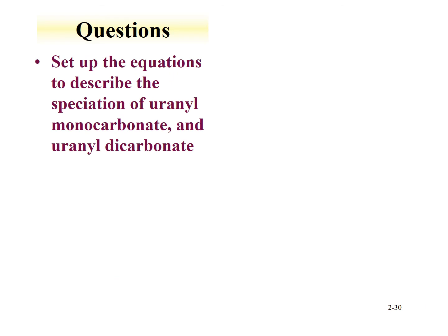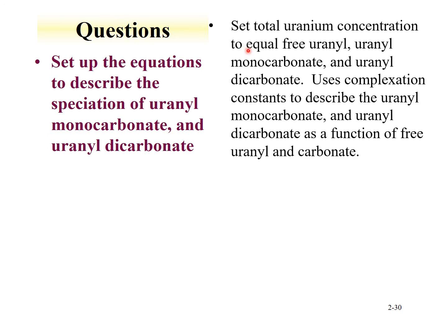Other questions you should be able to answer relate to speciation. As an example, you should be able to set up equations to describe the speciation of uranyl carbonate and uranyl dicarbonate. The way you would go about doing this is to set the total uranyl concentration equal to the free uranyl, the uranyl monocarbonate, and the uranyl dicarbonate. Use complexation constants to describe each species as a function of the free uranyl and the carbonate.